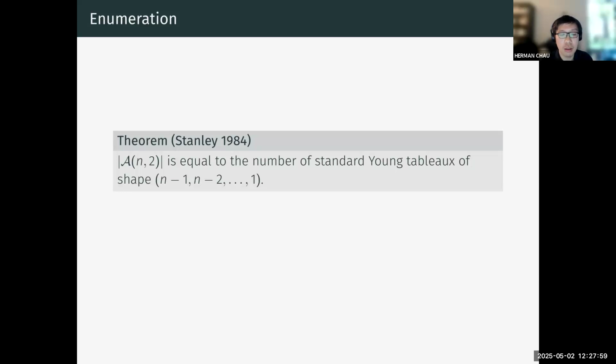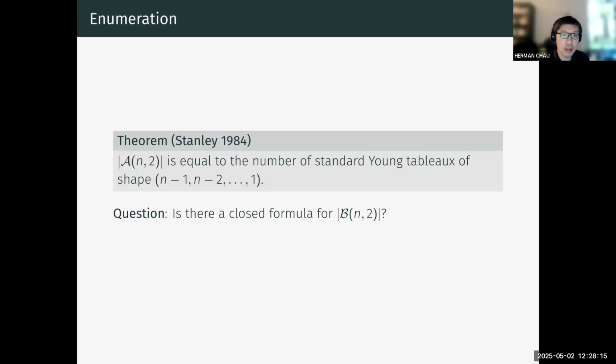In that case, the number is really nice. It factorizes, and it turns out to be the number of standard Young tableaux of this staircase shape, n-1, n-2, all the way down to 1. And that you can compute using the hook length formula.